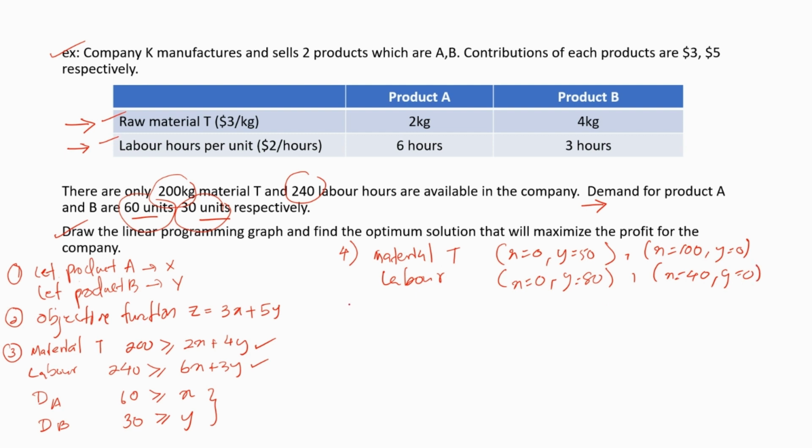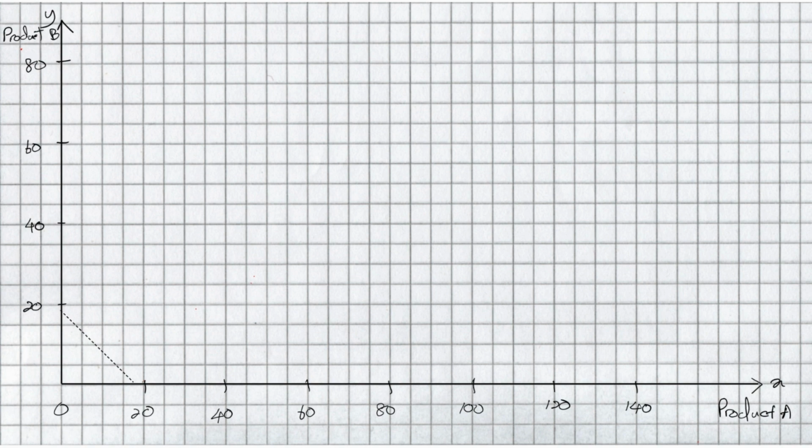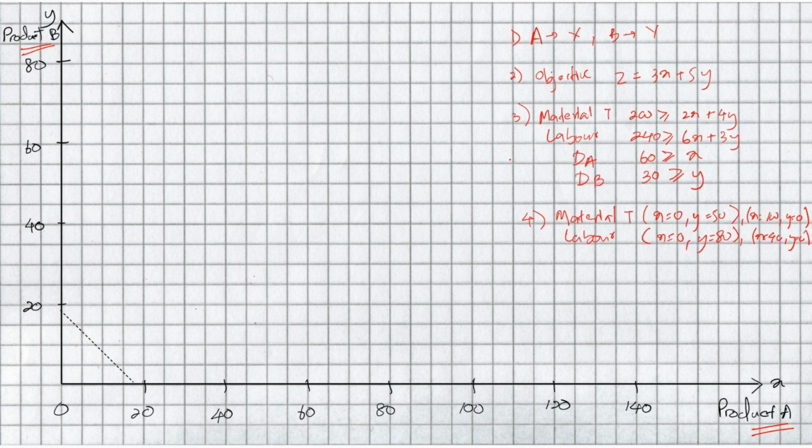Now the final step, we have to draw the linear programming graph. Here the y-axis represents product B and the x-axis represents product A. Now let's draw the graph. First of all, let's draw the constraint line for material T. When x is 0, y is 50, which is this point. When x is 100, y is 0, which is this point. Now we can draw the line. This is the material T line. For labor, when x is 0, y is 80, which is this point. When x is 40, y is 0, which is this point. Now we can draw the line. This is the line for labor.